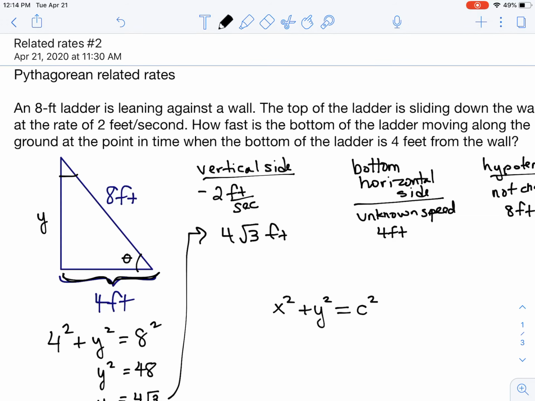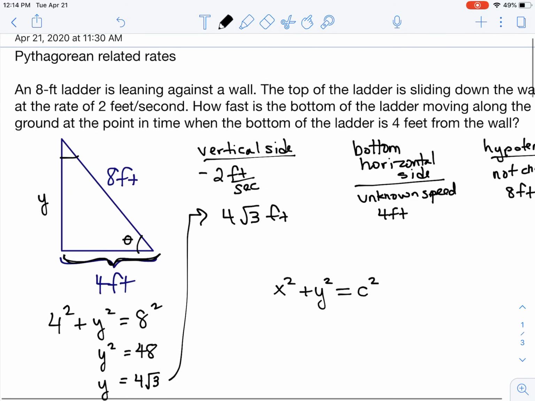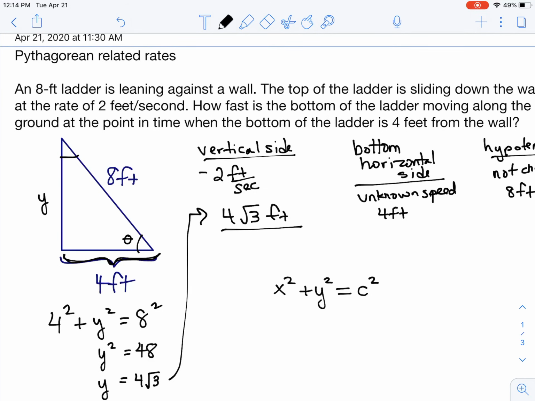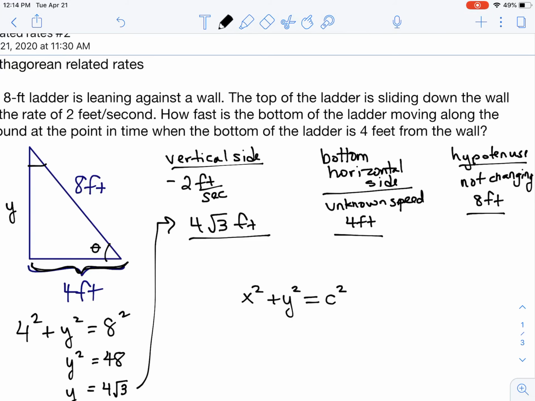But we don't know what the speed is. We do know that the vertical side is starting at 4 radical 3. The horizontal side is starting at 4, and the hypotenuse is 8. And now notice the hypotenuse doesn't change lengths because it's a ladder. The ladder is going to be constant, okay? Keep that in mind as we do this.